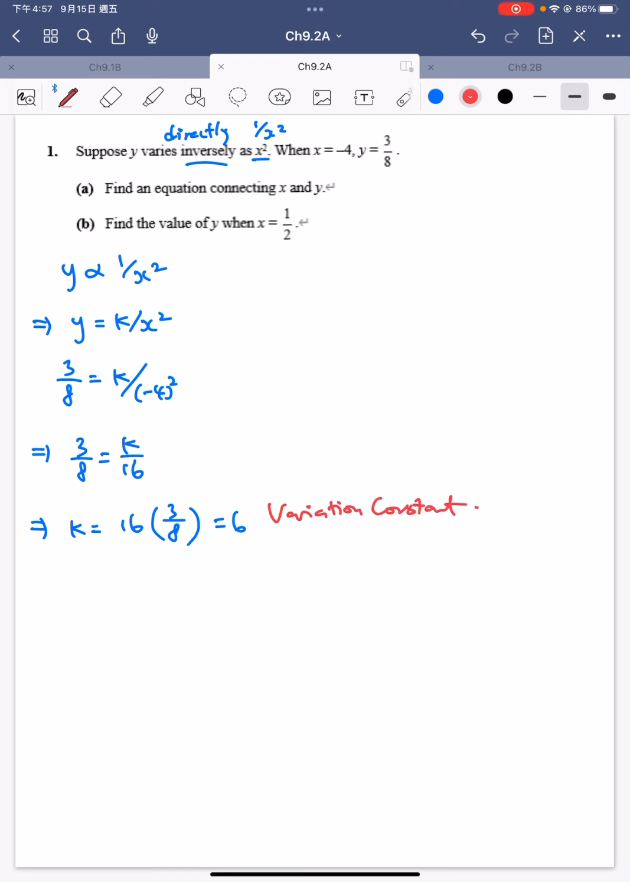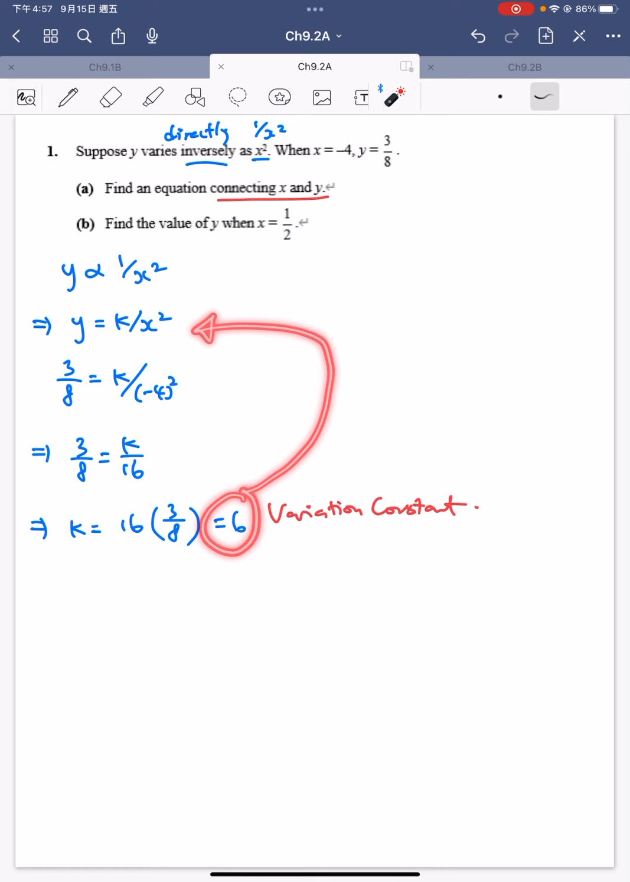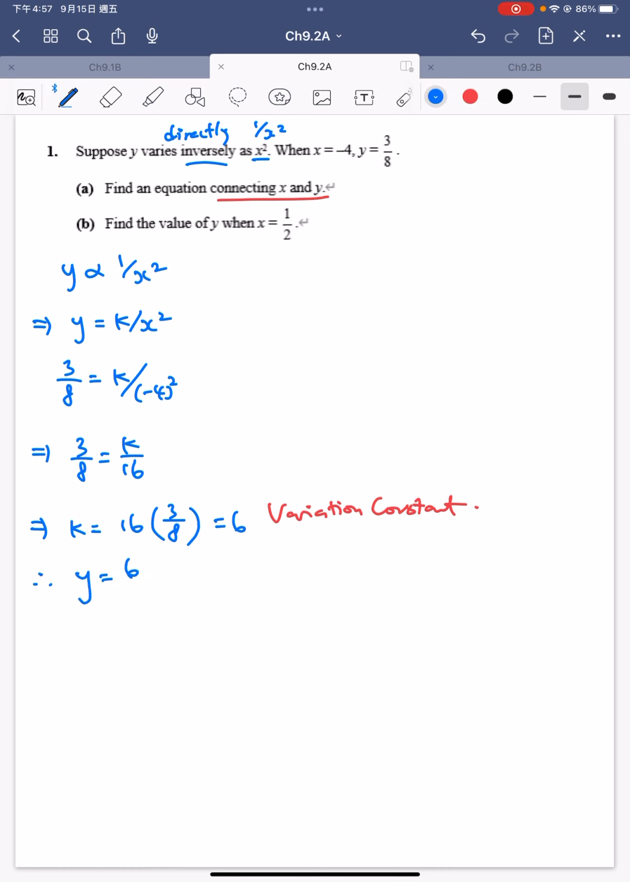But please remember that 6 is not our final answer, because the question is asking about connecting x and y. So next step, we need to put this k equal to 6 back into the original formula. Then we have y is equal to 6 over x squared. So this is our final answer for part A. So let's move into part B.